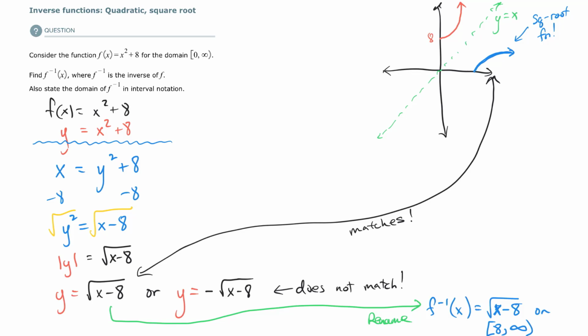Let's look at the domain of the inverse of f of x. Remember, you can only take the square root of what kind of numbers? Non-negative numbers, and that gives me my domain. Let's circle our final answer.